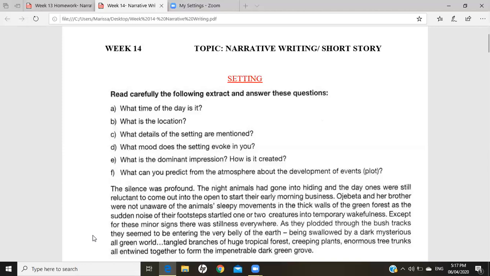Because remember, I stressed that a good way to improve your writing is to read how other people write, just to help you in developing your own style. And when you read something that someone wrote, maybe you can incorporate it in your own writing in the future when you have to write something pertaining to that topic. So the instructions say, read carefully the following extract and answer these questions.